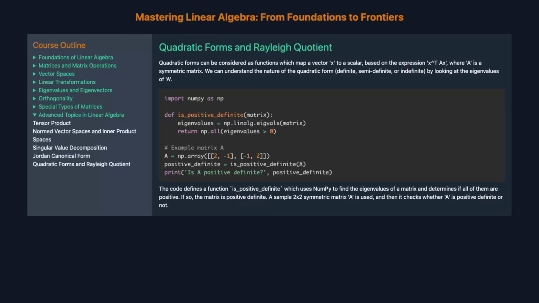The code defines a function is_positive_definite, which uses NumPy to find the eigenvalues of a matrix and determines if all of them are positive. If so, the matrix is positive definite. A sample 2x2 symmetric matrix A is used, and then it checks whether A is positive definite or not.